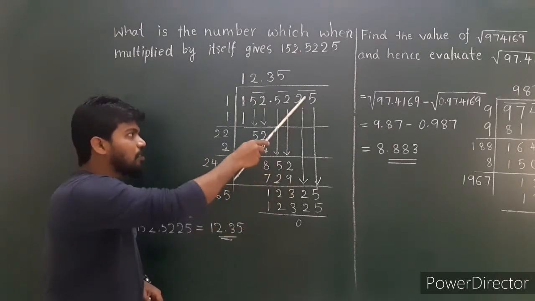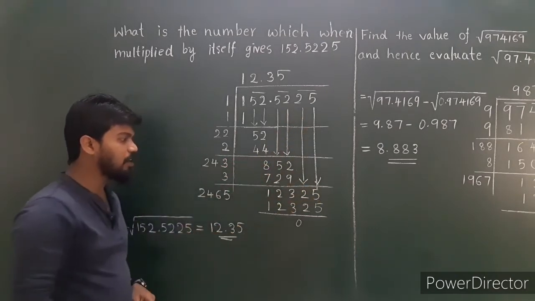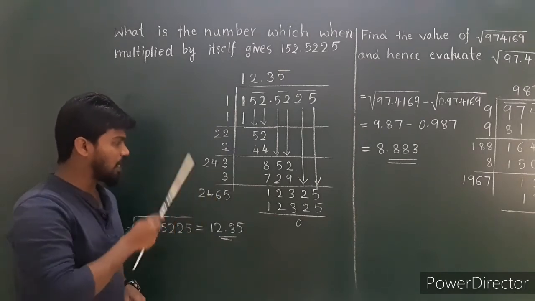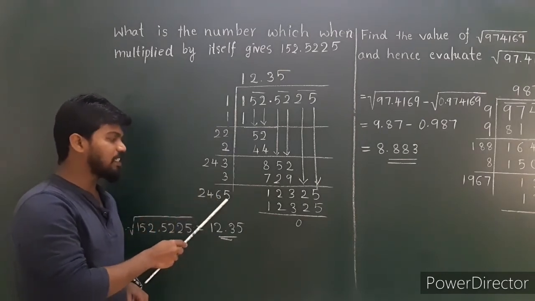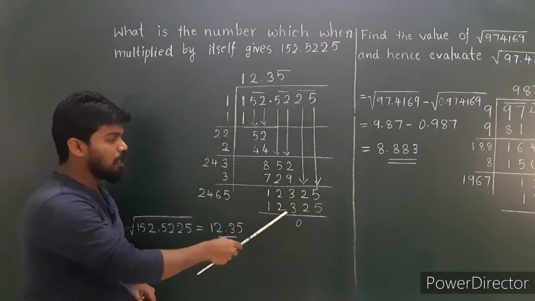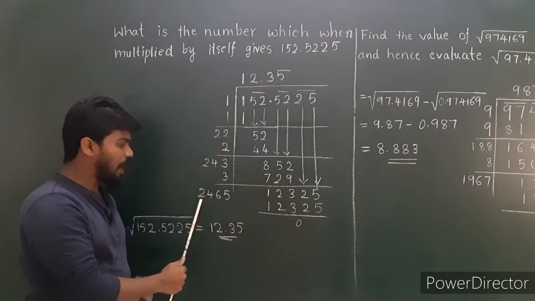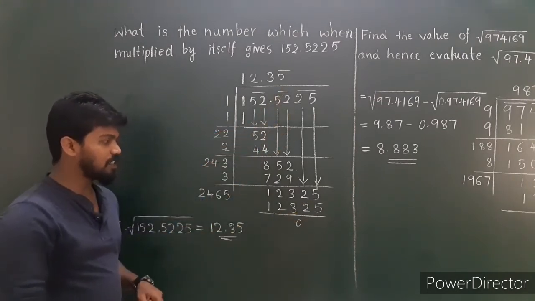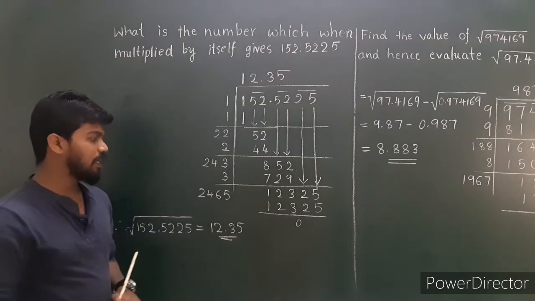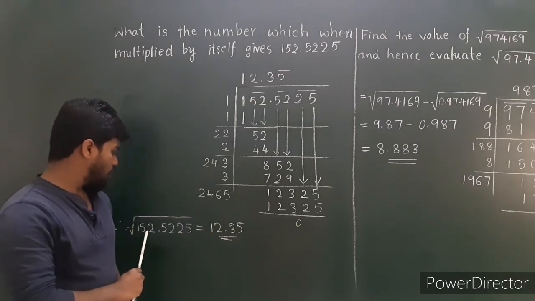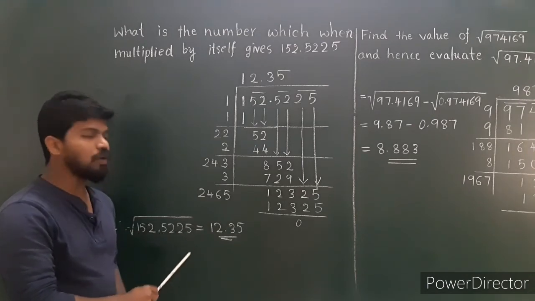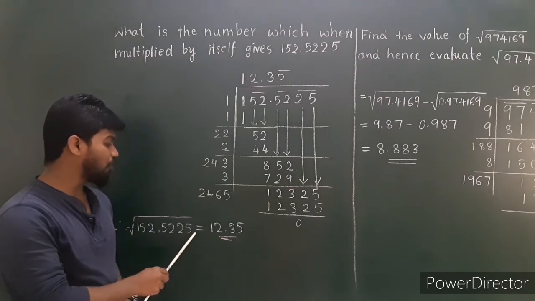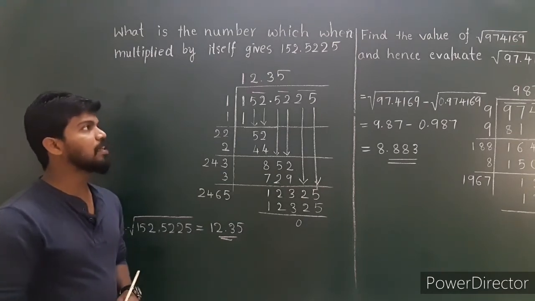And the next two terms, that is 2 and 5, you take here. Here it is 3 plus 3, so that is 6, 4 as it is, 2 as it is. So next 2465 into 5, you get 12,325. Subtract, you get 0. Therefore, the square root of 152.5225 is equal to 12.35.